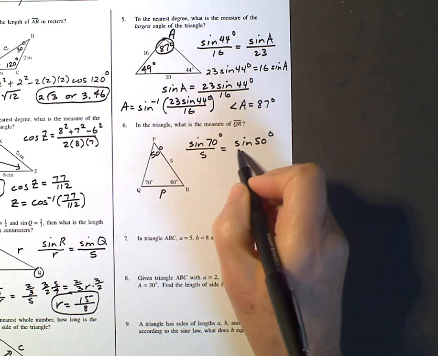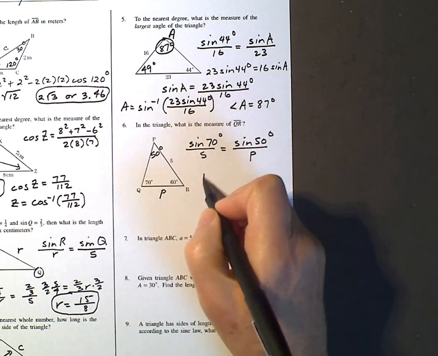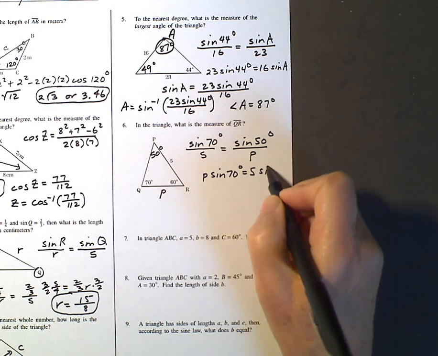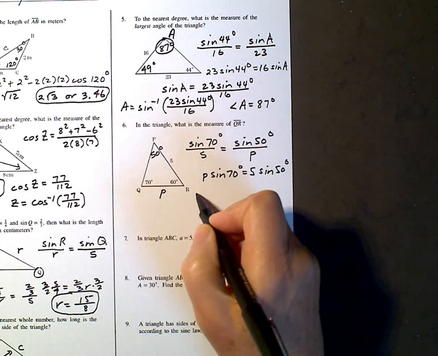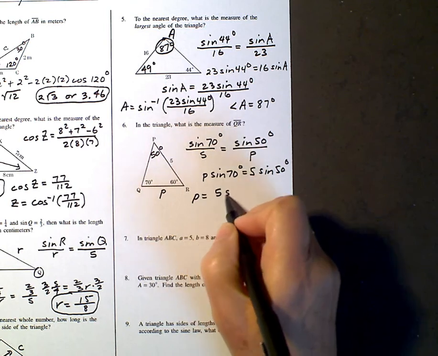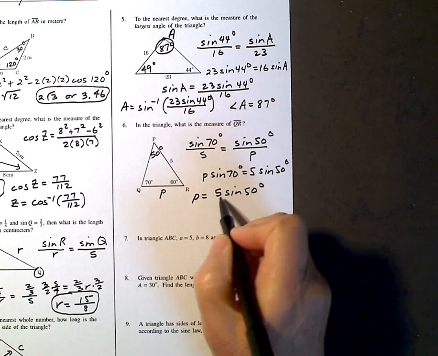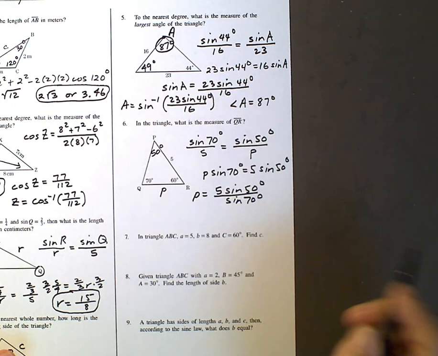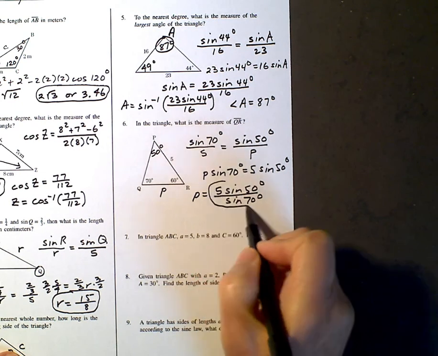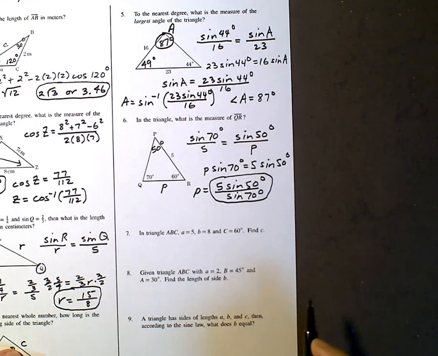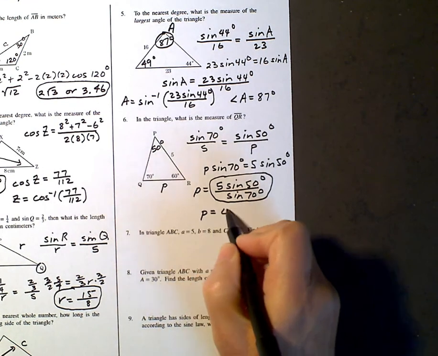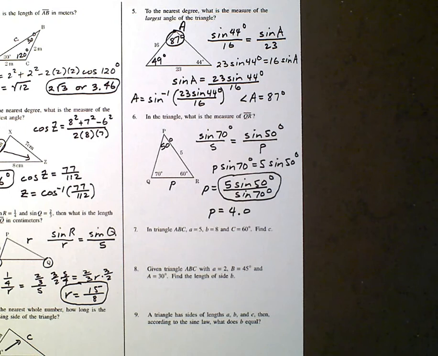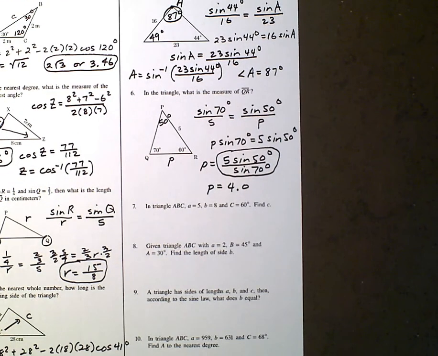is to side P. So cross multiplying, P times the sine of 70 is equal to 5 times the sine of 50 degrees. So P is equal to 5 times the sine of 50 degrees all over the sine of 70 degrees. Okay, so you could have the answer in that form if you were asked to find it in that form, or you could simplify it to find that P has a length of 4.0 units.